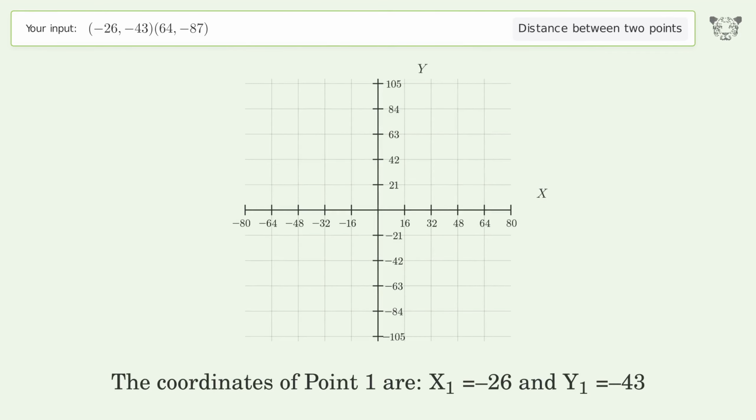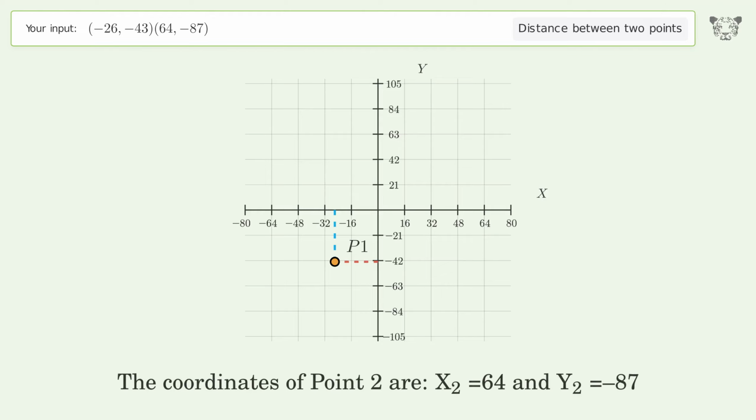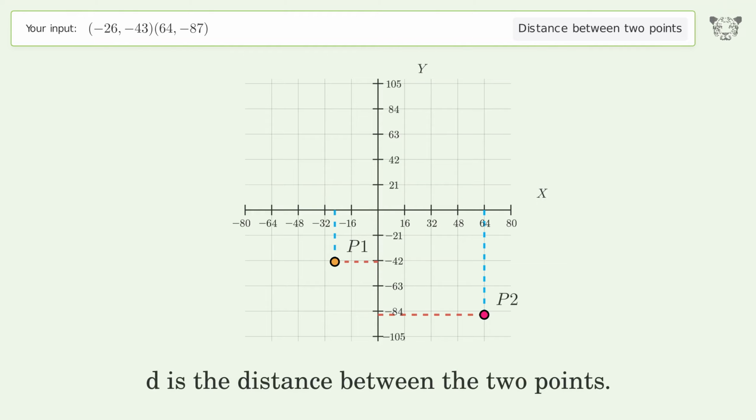The coordinates of point 1 are, x1 equals -26 and y1 equals -43. The coordinates of point 2 are, x2 equals 64 and y2 equals -87. D is the distance between the 2 points.